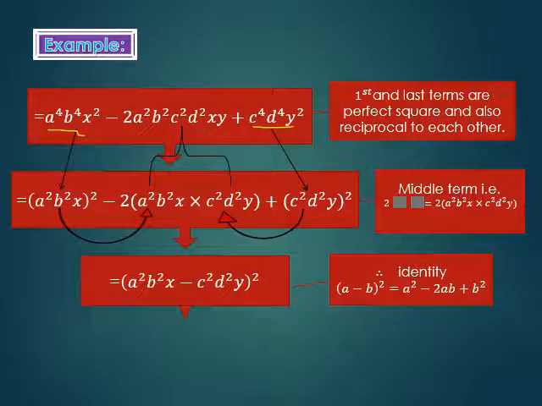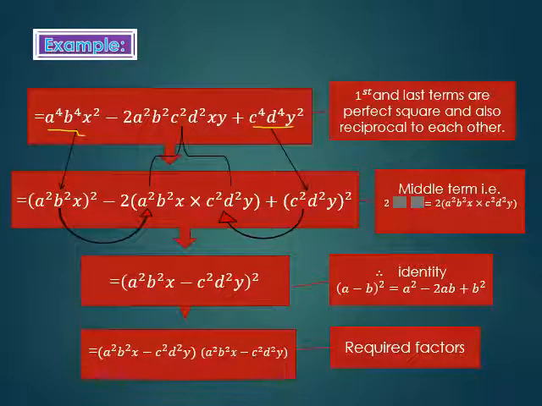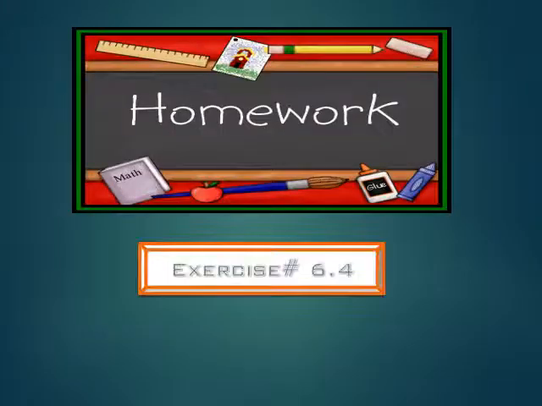So using the identity a minus b whole square, the previous expression can be written as the first term minus the last term whole square, that is a square b square x minus c square d square y whole square. So the required factors are this. Now I hope students you can solve exercise 6.4 very easily.